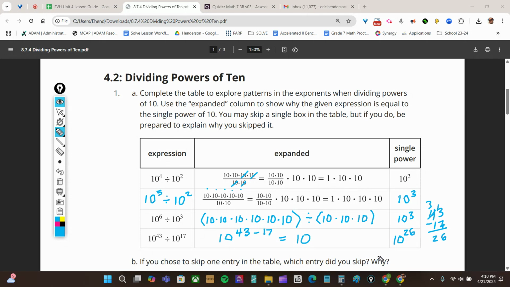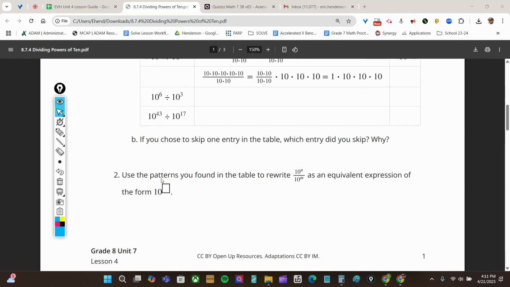Which one would you skip? This is 10 to the 26. Probably the last, because it takes up a lot of space. Too large to expand. So you can go ahead and write that in your notes. Pause it if we need to. I'm going to go ahead and go on to the next one.